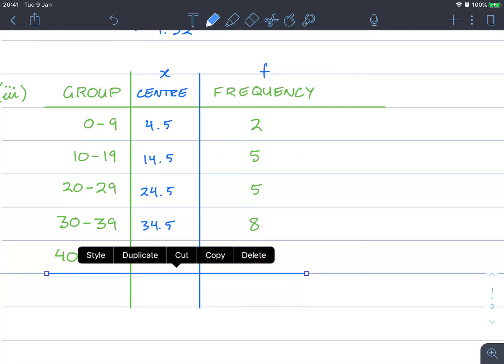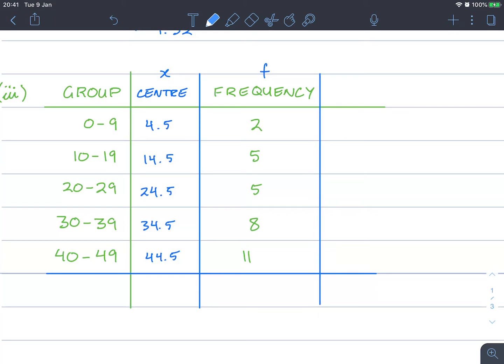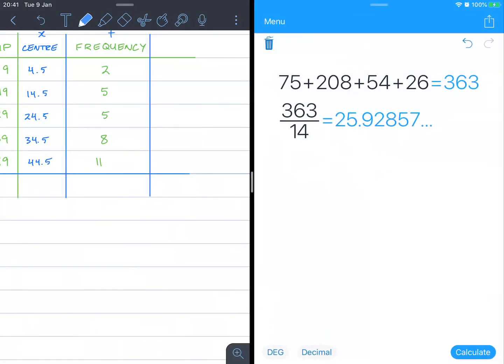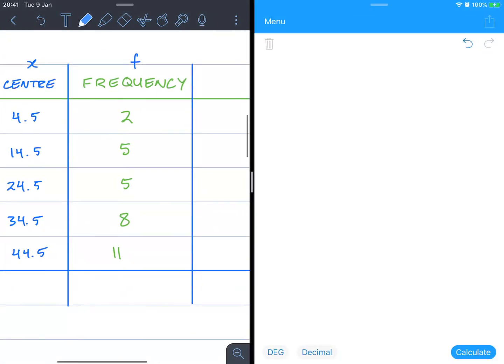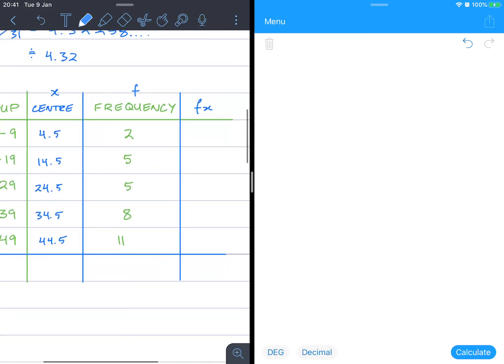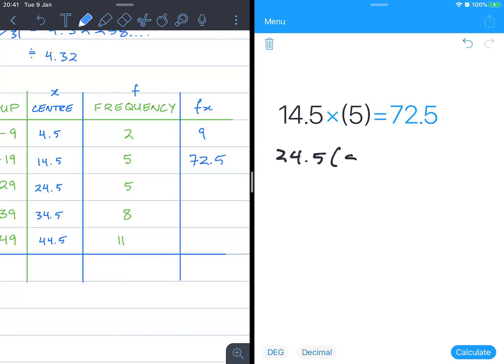And we use that class center as the multiplier for our Fx column. Let's grab our table here. 4.5 times 2, this is Fx. 4.5 times 2 is 9. 14.5 times 5 is 72.5. 24.5 times 5 is 122.5, and so on.